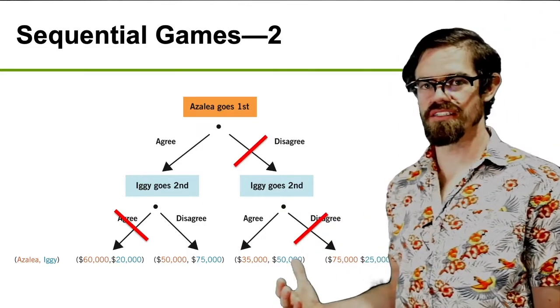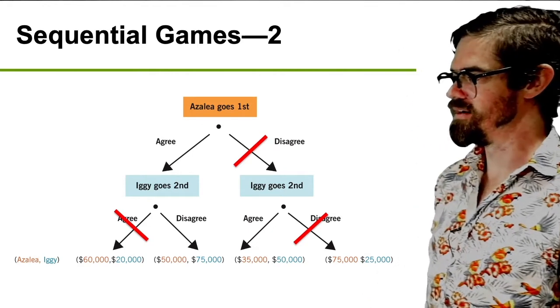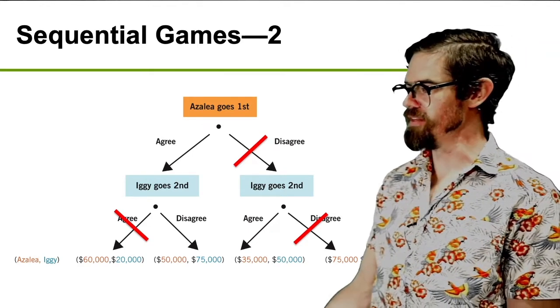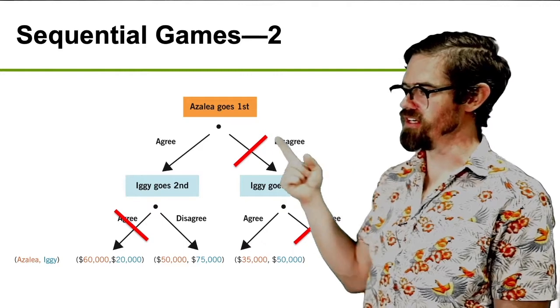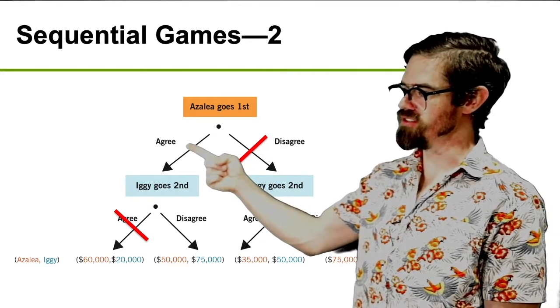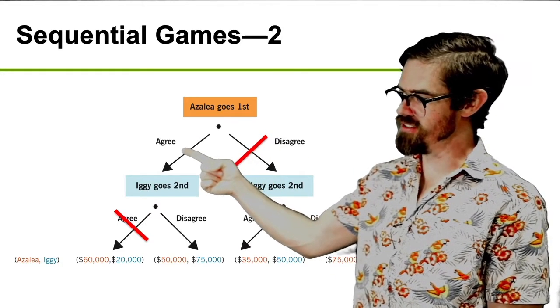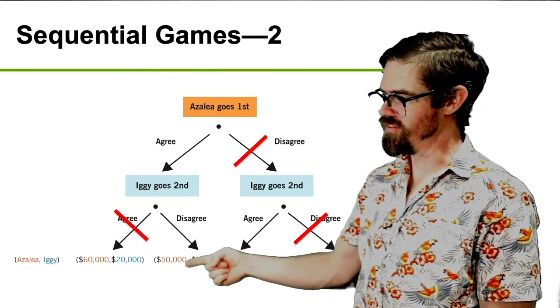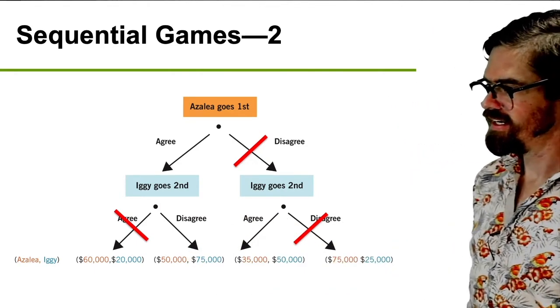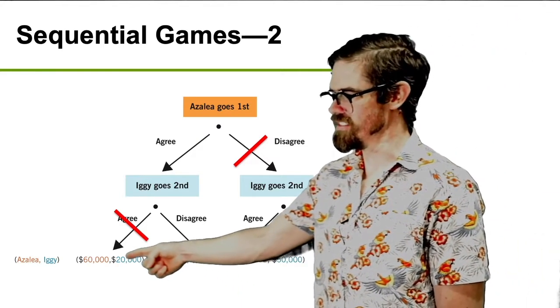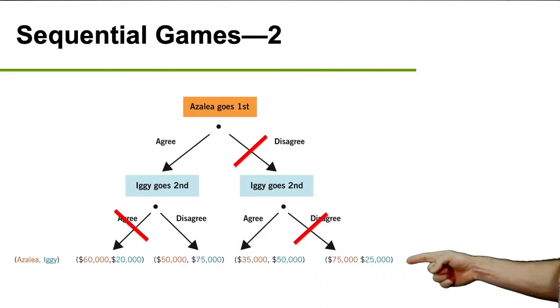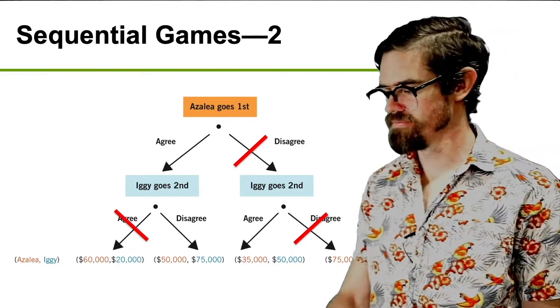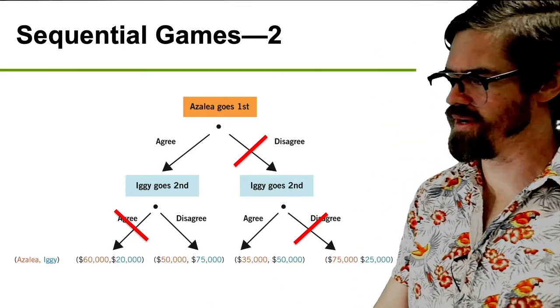So we just conducted backwards induction. Working from the end backwards, Azalea figured out that her best choice is to agree, because if she agrees, she knows that Iggy is going to disagree, and she's going to end up with $50,000. And there's no way for her to get to this outcome here or this outcome here. So that's the process of backwards induction.